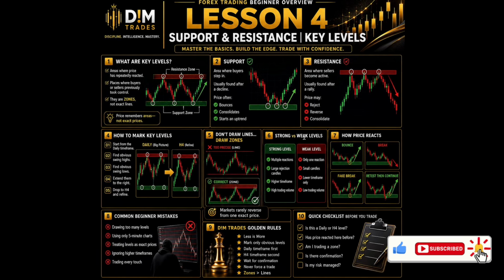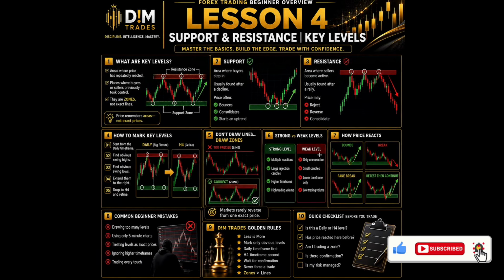So strong versus weak levels. How do you identify strong levels, that, oh okay, this support level is very strong? I'm expecting buyers to actually step in once the market gets there again. How do you identify that? You tend to see multiple reactions, multiple rejections from that particular area. It will be very difficult for sellers to break through that support. When the market gets there, it either starts consolidating or it's just calm and silent around that key level. So multiple reactions, large rejection candles, higher time frame, high trading volume. These are how you can identify strong levels on the market.